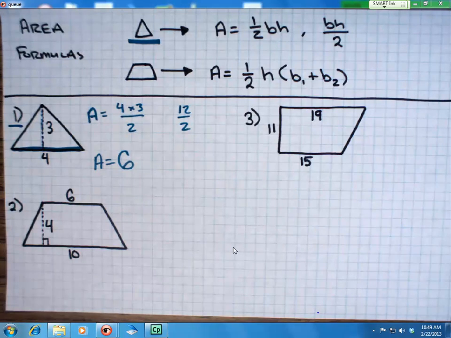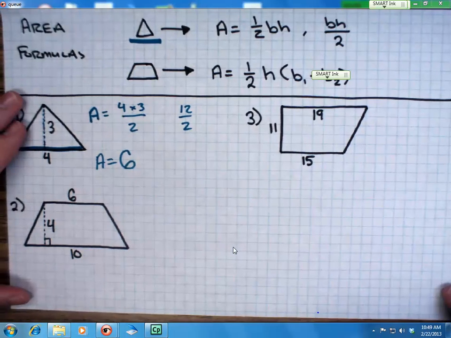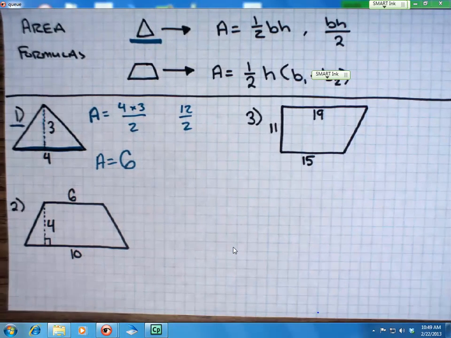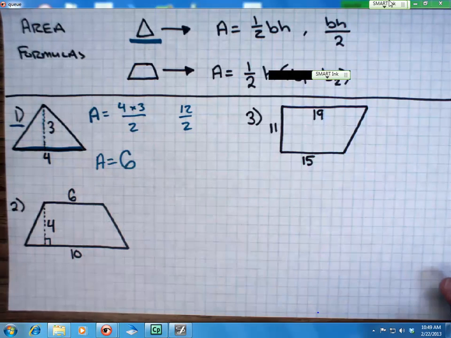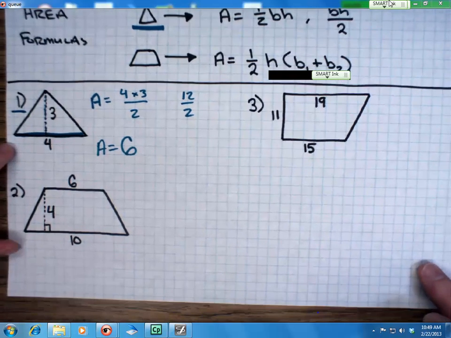So let's go ahead and take a look at our example number 2 on your notes so we can work through that. Now, our formula for this one is quite different when you are looking at your formula, which, I'm going to try to move this smart ink thing out of the way so maybe we can see the formula. I can move my paper up.